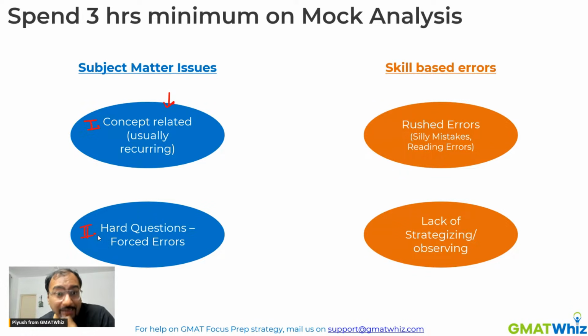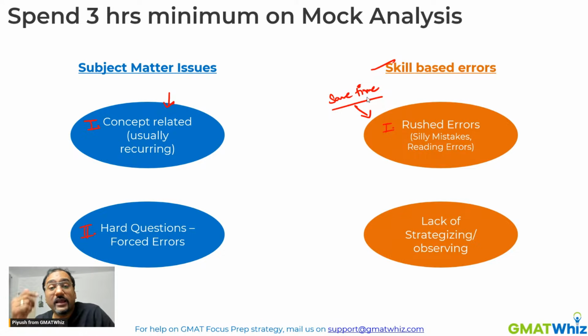Similarly, you might have gotten the question wrong because of skill based errors. What are skill based errors? Number one, rushed error, right? You might have gotten the question wrong because of silly mistakes, because you did not read the question right. You read the question wrong itself, and this happens because of rushing. You are rushing to save time. And why do you rush to save time? Now, there could be multiple reasons for that.